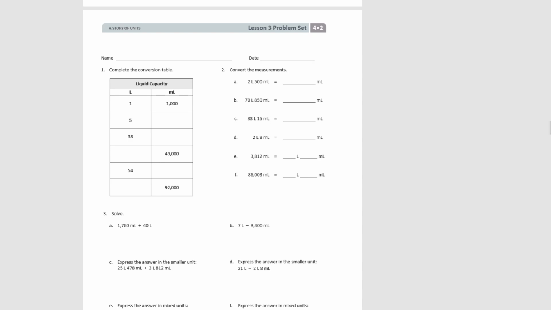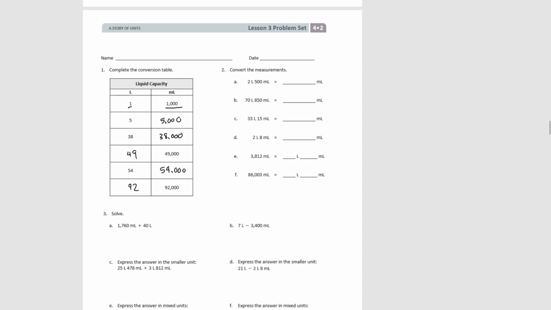Let's try some problem set problems. In the first one, we're converting liters to milliliters, noting that 1 liter is 1,000 milliliters. Pause the video and complete the conversion table for problem 1. So we would have 5,000 milliliters, 38,000 milliliters. If we have 49,000 milliliters, that would be 49 liters. This would be 54,000 milliliters. And if we have 92,000 milliliters, we'd have 92 liters.